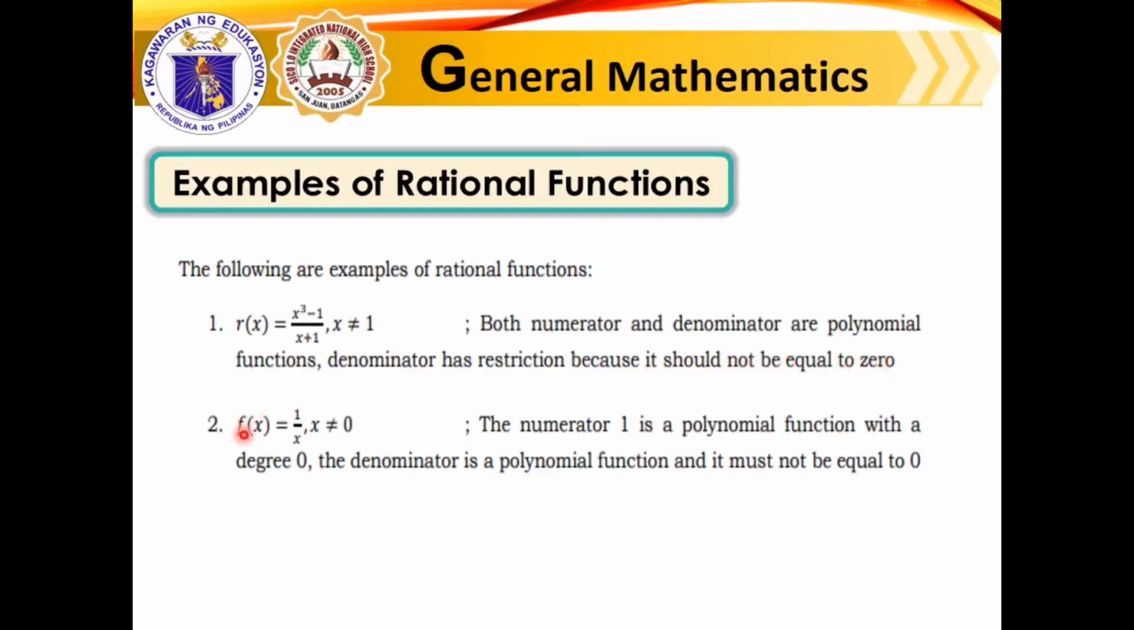Second example, f of x equals 1 over x, where x is not equal to 0. The numerator 1 is a polynomial function with degree 0. The denominator is a polynomial function and it must not be equal to 0. So as you can see, the denominator should not be equal to 0. So the value of x is not equal to negative 1 and x is not equal to 0.